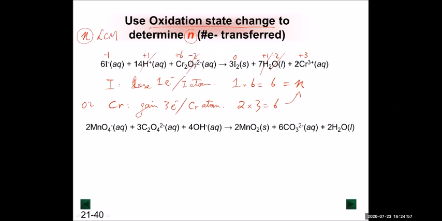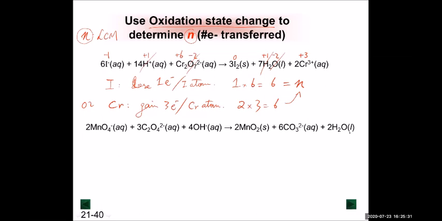Once you find the n, the rest should be fairly straightforward to calculate the free energy change. Just use negative n times Faraday's constant times the cell potential, which you calculate as the cathode potential minus the anode potential, or reduction potential minus oxidation potential. You get a free energy change. And so that's how we find the oxidation state change.